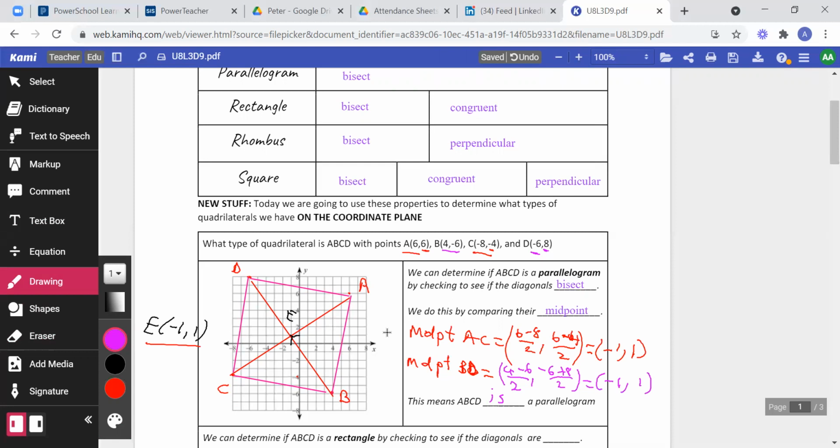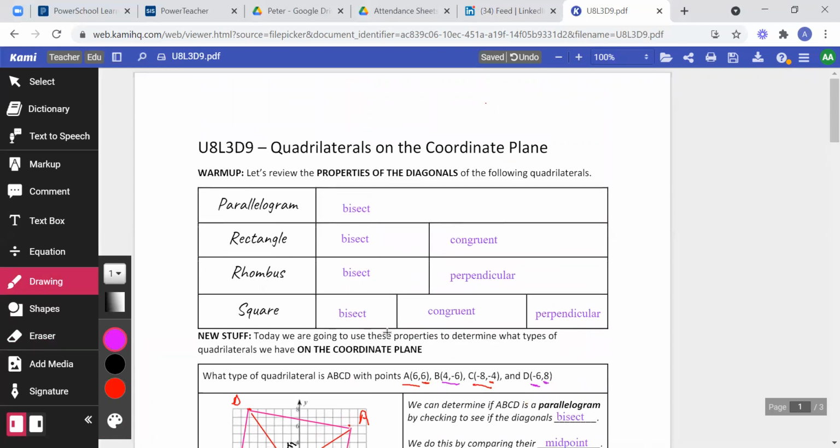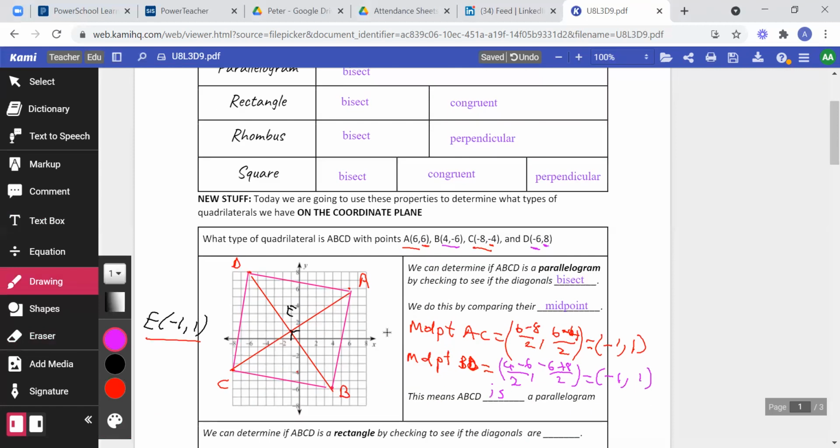Okay? Because we said one of the attributes of a parallelogram is that the diagonals bisect. Since we're able to see that the midpoint of AC is -1, 1, and the midpoint of BD is also -1, 1, it means they have the same midpoint. And if they have the same midpoint, that means what? They bisect.